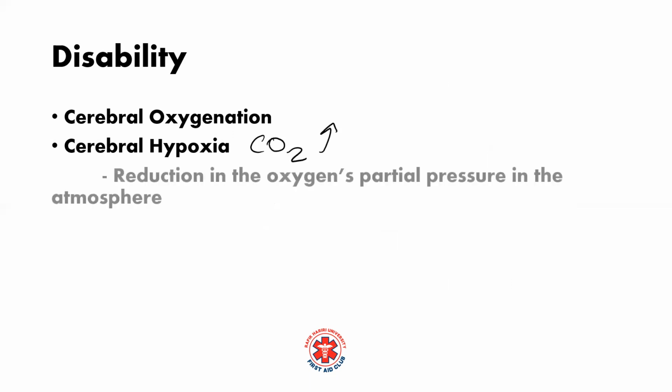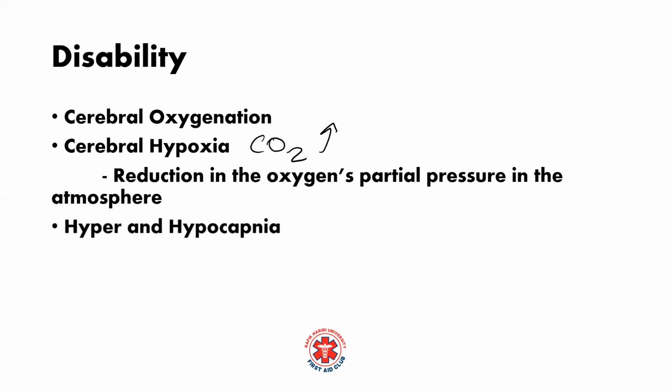Disability: cerebral oxygenation, how well the oxygen is reaching my brain. Cerebral hypoxia is when, for example, I stop breathing and I hold my breath. It's related to carbon dioxide going up. Another cause is the reduction in the atmosphere's oxygen partial pressure when I'm at high altitudes. Examples of high altitude would be mountain climbing or in an aircraft.